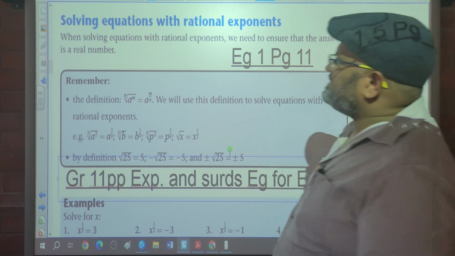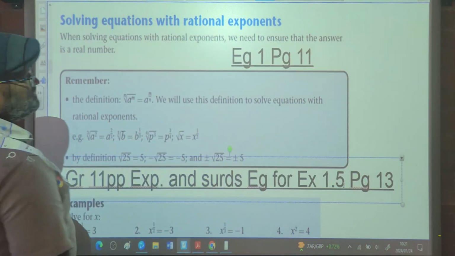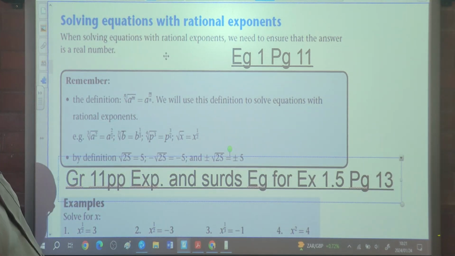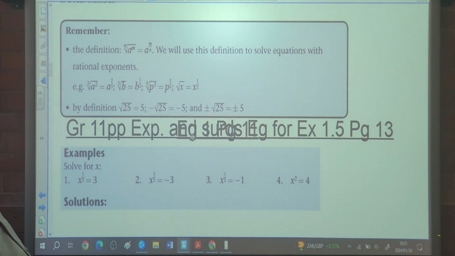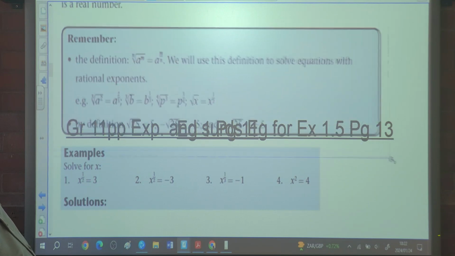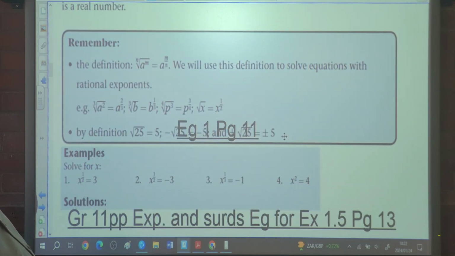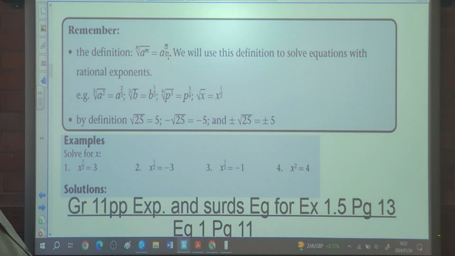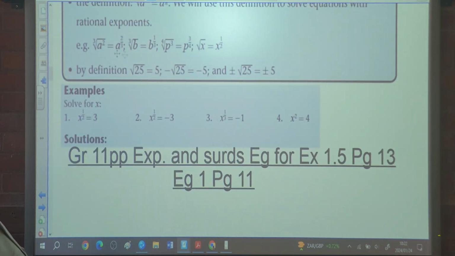To solve the equation with rational exponents, we need to ensure that the answer is a real number. Remember the definition: the nth root of a to the m can be written as a to the m over n. The denominator will always be the root. So the nth root will be the denominator in the exponent. We will use this definition to solve equations with rational exponents.